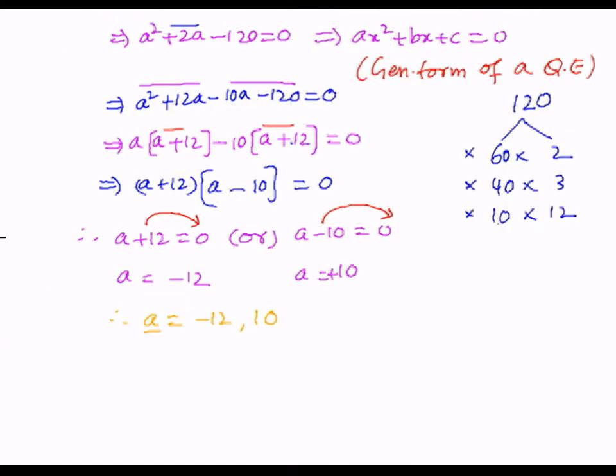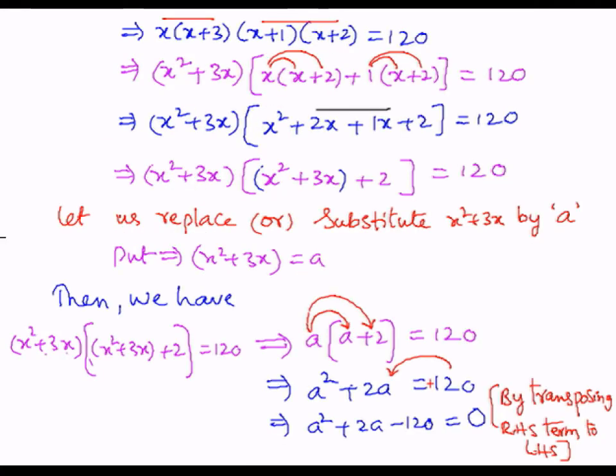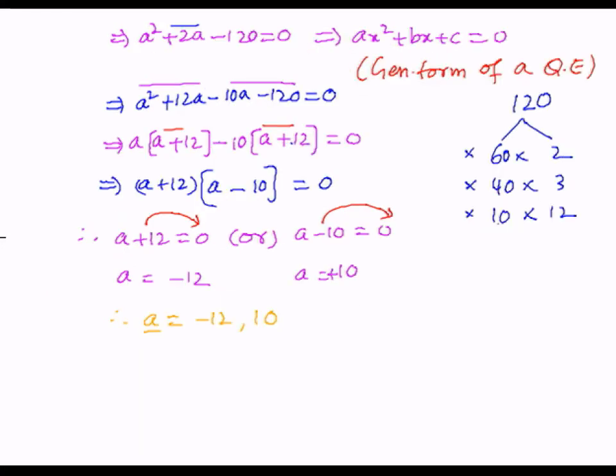We have assumed x square plus 3x as a. We have supposed, let x square plus 3x be a. So here a must be replaced again by means of the values which we got, that is minus 12 as well as 10. So x square plus 3x equals a is our assumption, or in other words, supposing.